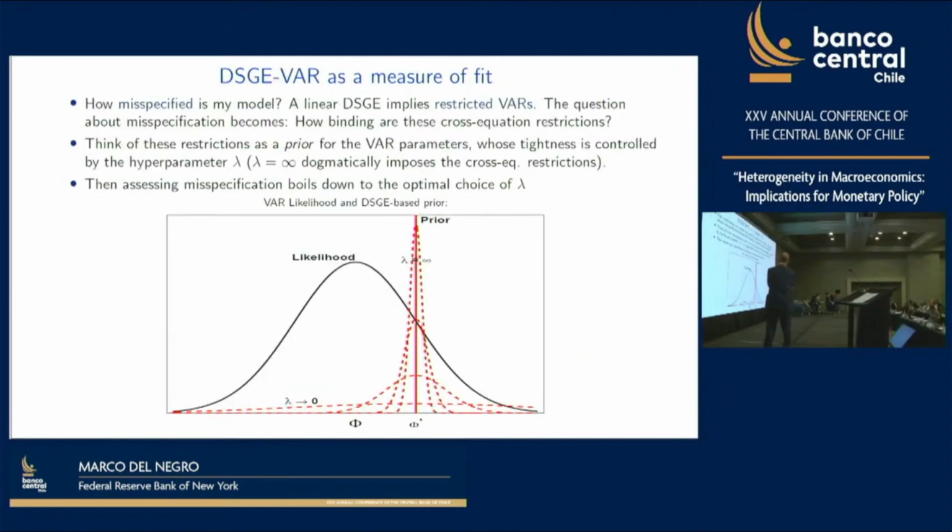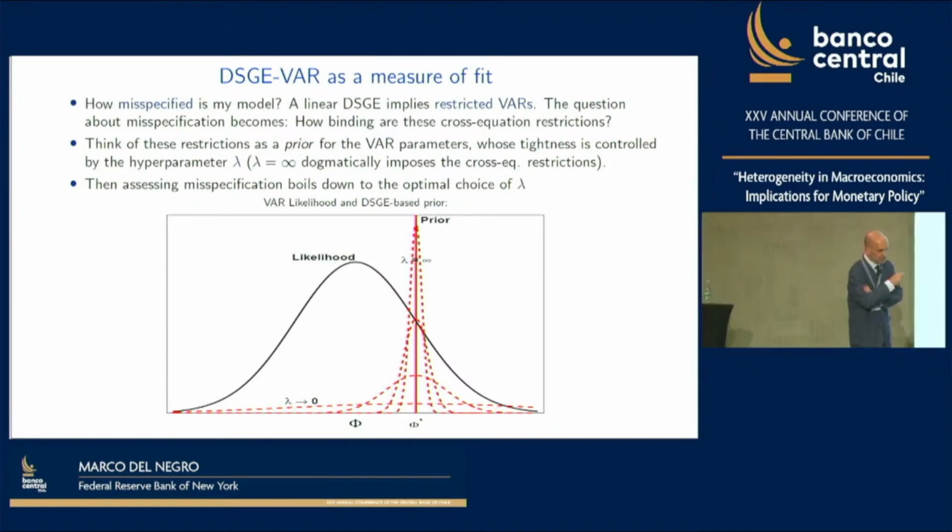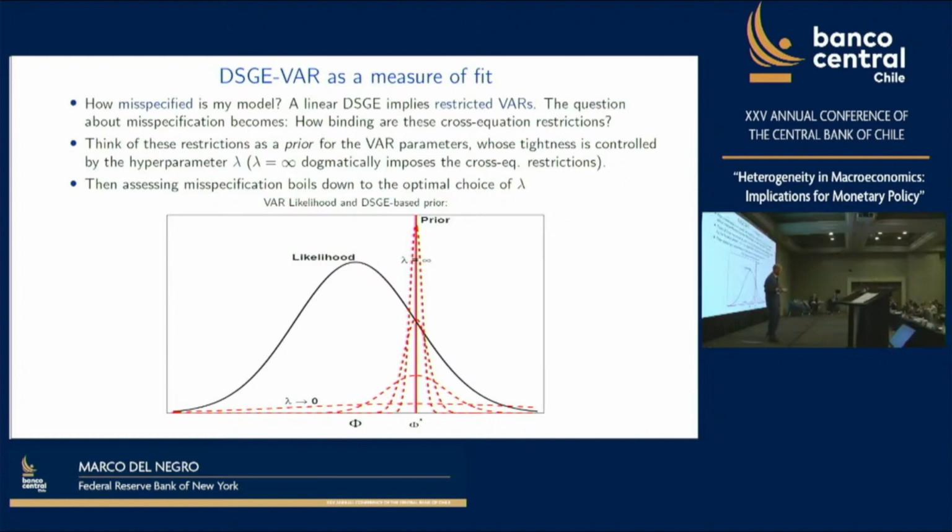The rest of the presentation is something we don't have results for yet, but I'm just going to describe it very quickly. It goes maybe in the direction of what Alistair was talking about earlier, which is trying to use a hybrid model to estimate the HANK models.